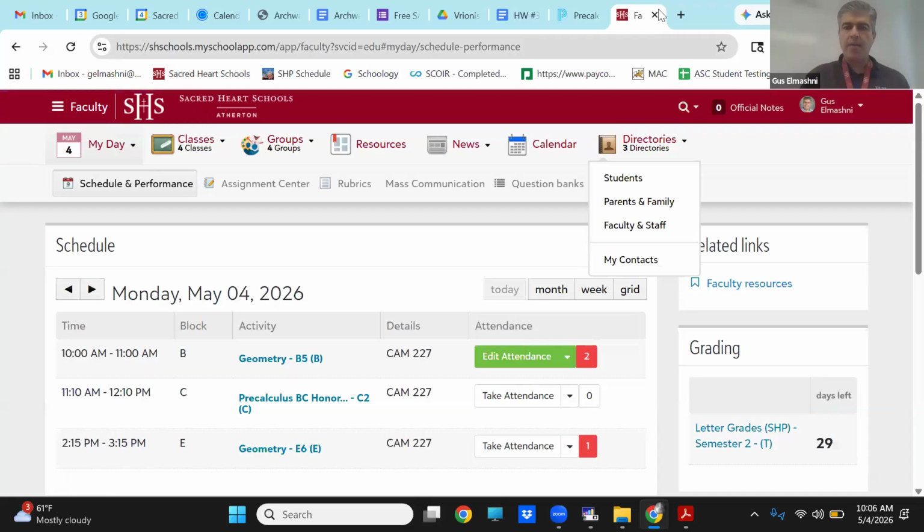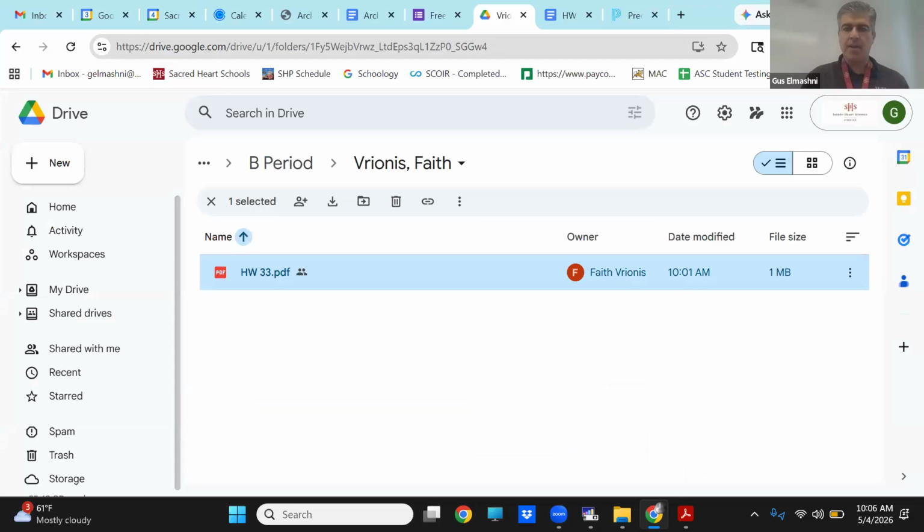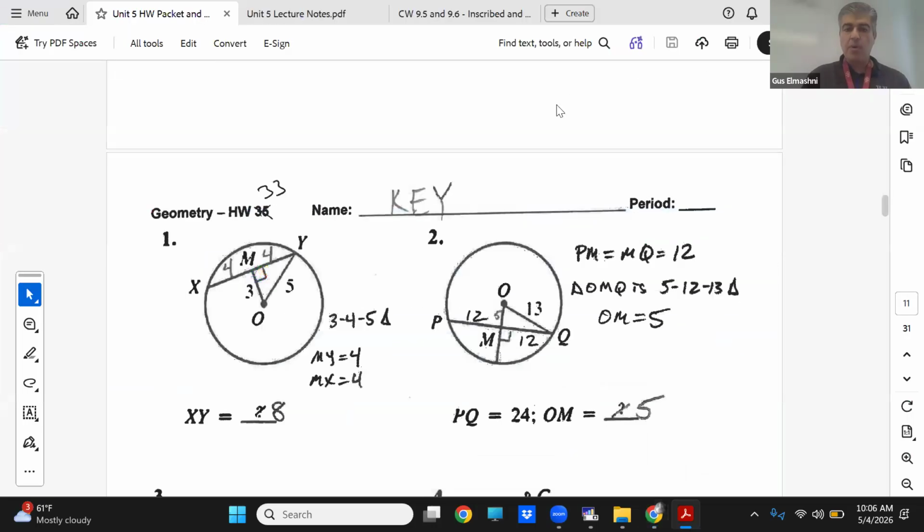Okay, cool. So let's go to the homework and then we'll do the notes for today. All right, so for the homework, hopefully you guys are comfortable with these problems. If you have a chord and a segment that's perpendicular to it, that'll form a right angle. So if that's 3 and that's 5, that has to be 4, right?